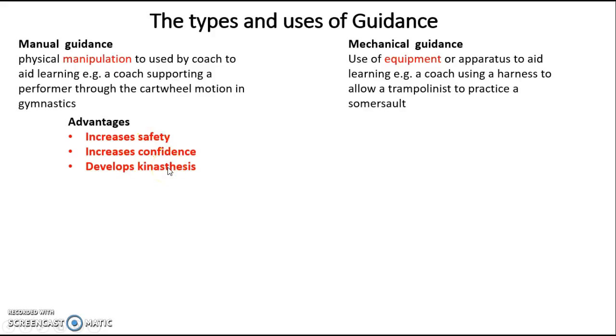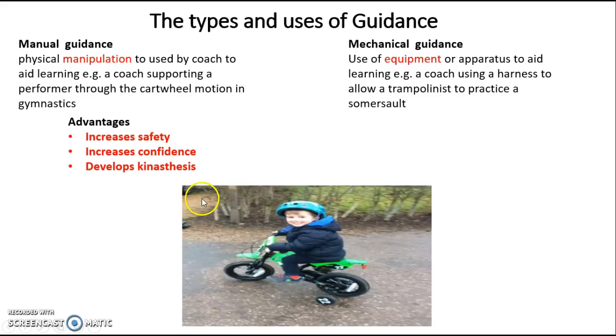What do I mean by that? Let's use an example. Here's my nephew. We've got stabilizers on a bike, which is an example of mechanical equipment-based guidance. These stabilizers increase the safety because they stop him from falling over. Second, they increase confidence. Look at the smile on his face. He's happy, he's riding his bike. Not only that, it helps develop kinesthesis, the feel of the movement. So he can actually feel the technique of pedaling, which I think is a really important point. He's riding his bike, pedaling, feeling the kinesthesis, with confidence, a smile, and safety. Less chance of falling over.